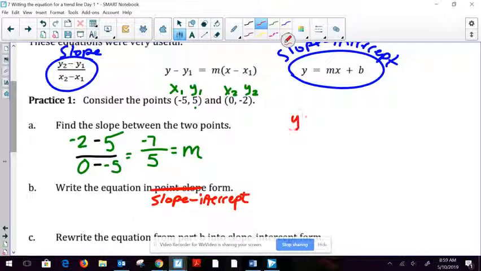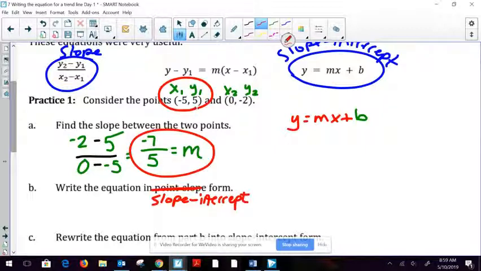So remember, slope-intercept form is y equals mx plus b. The only thing I don't know is that b, but I do have the other information. I have what my slope is, and I have 2 different points to choose from. The one that I'm going to choose is the first point. So what I'm going to do is substitute my x, my y, and my m into that equation. So my y value is 5, which is equal to my m, which is negative 7 over 5, times my x, which is negative 5, I still have that plus b.